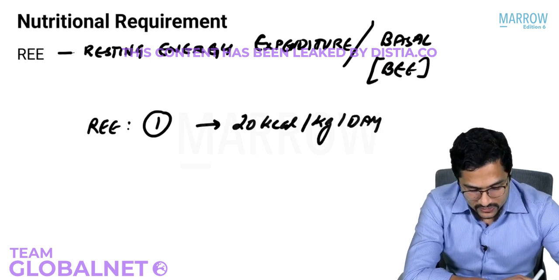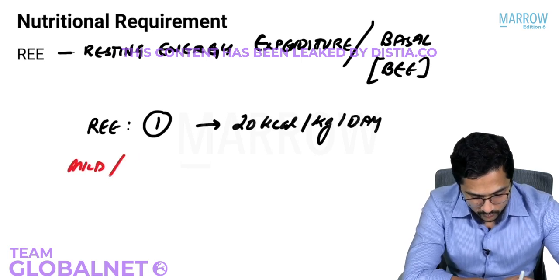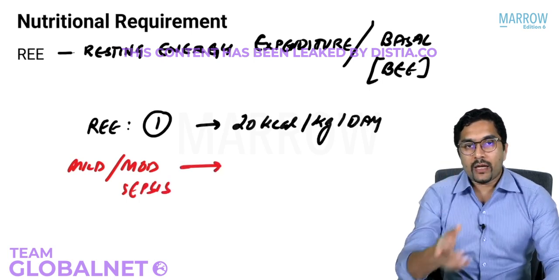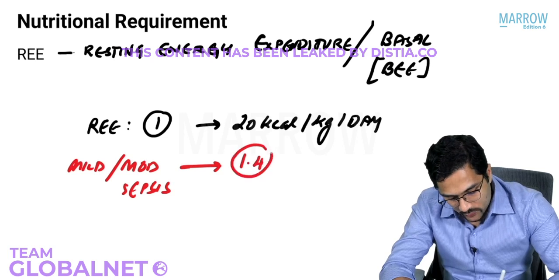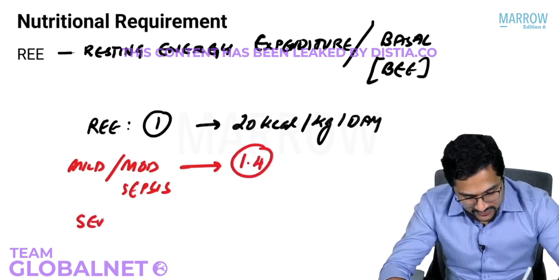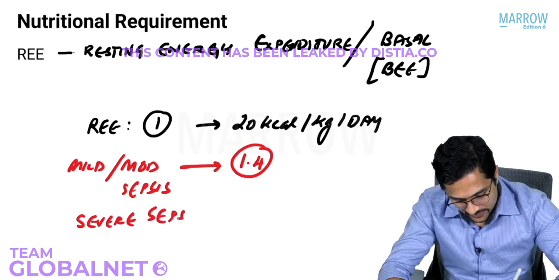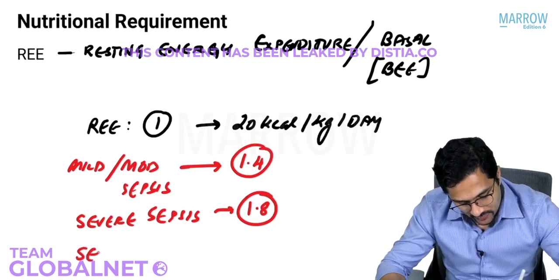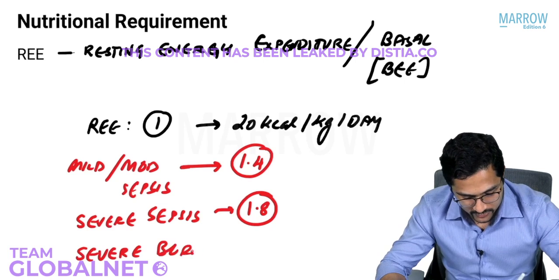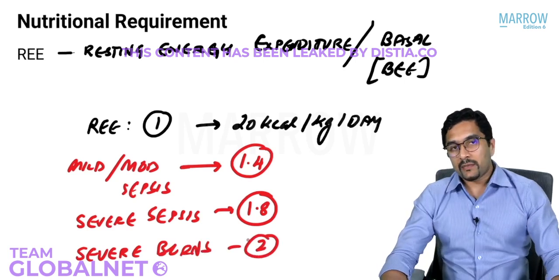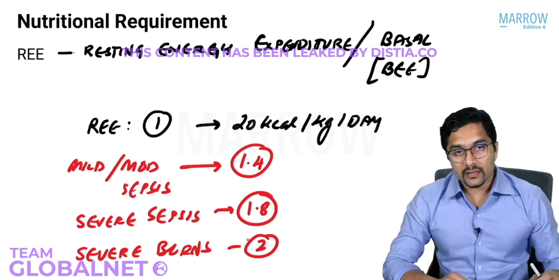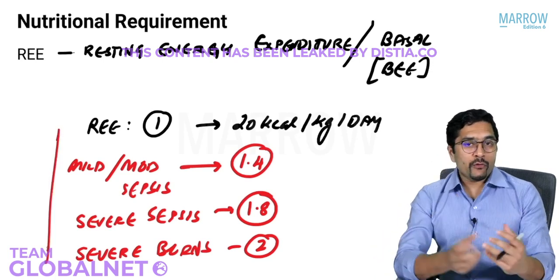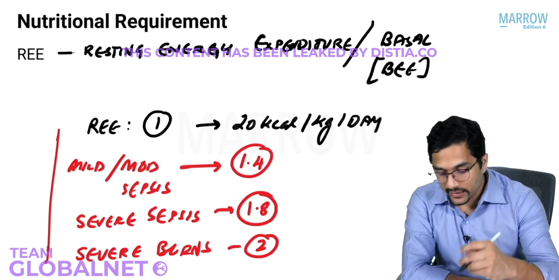Now, if the patient has mild to moderate sepsis, then the nutritional requirement goes up in such a patient, and this becomes 1.4 times. If the patient has severe sepsis, this is going to become 1.8 times. And if the patient has severe burns, then it becomes 2 times. That means the caloric requirement in a patient with severe burns is 40 kilocalories per kg per day. Now, how do we fulfill these calories? How do we provide for these calories? So there are 2 methods.